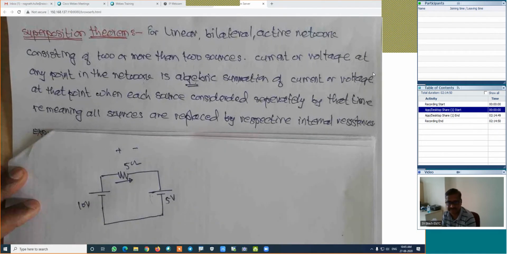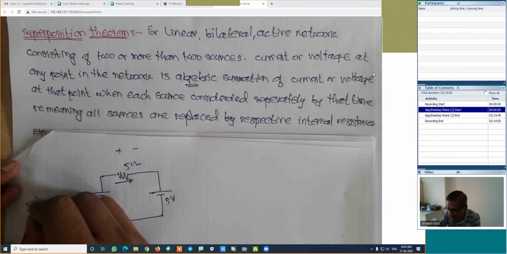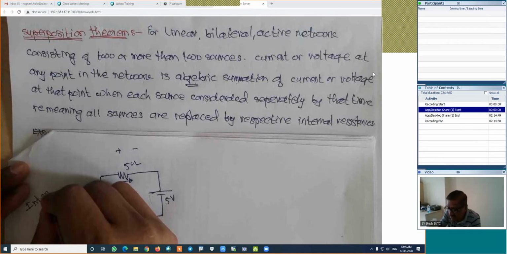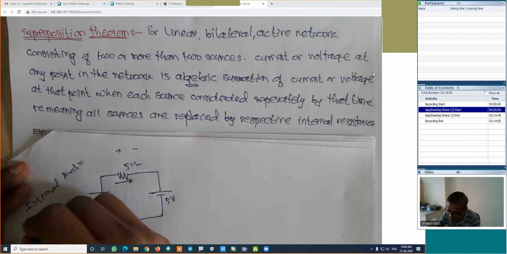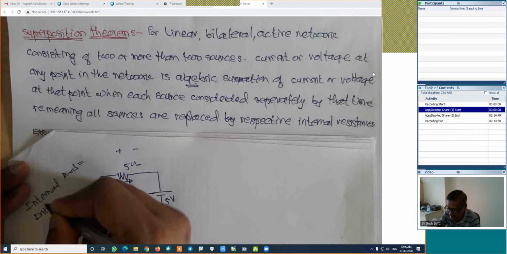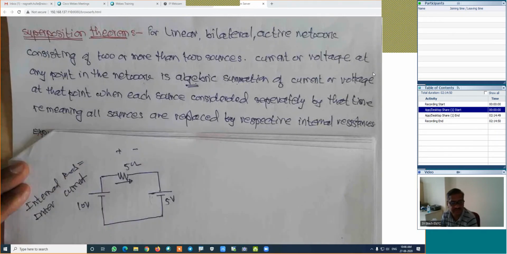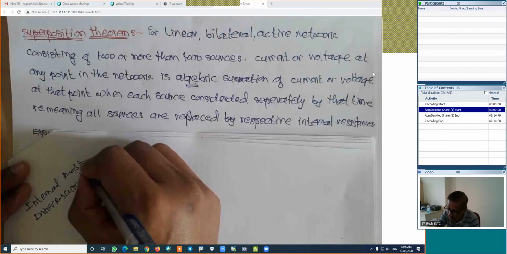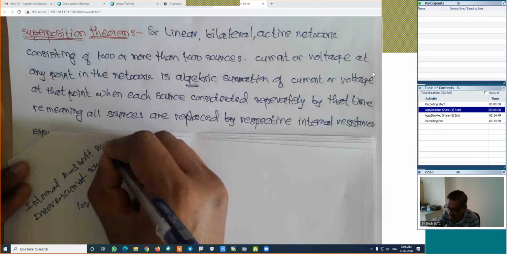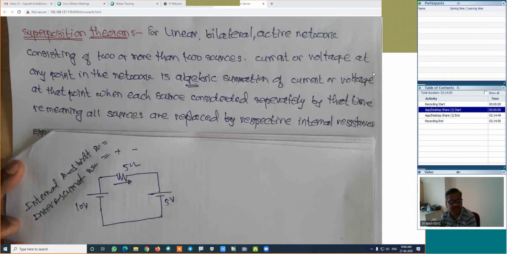That point is important. What is important here? Internal resistance. What is the internal resistance of the voltage source? And what is the internal resistance of the current source? This is the voltage source. How much? Can anyone answer this question? Internal resistance of the voltage source and internal resistance of the current source.